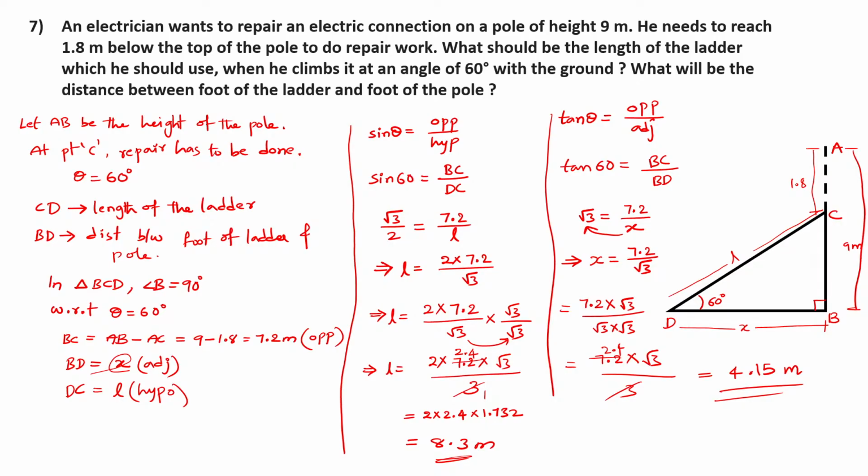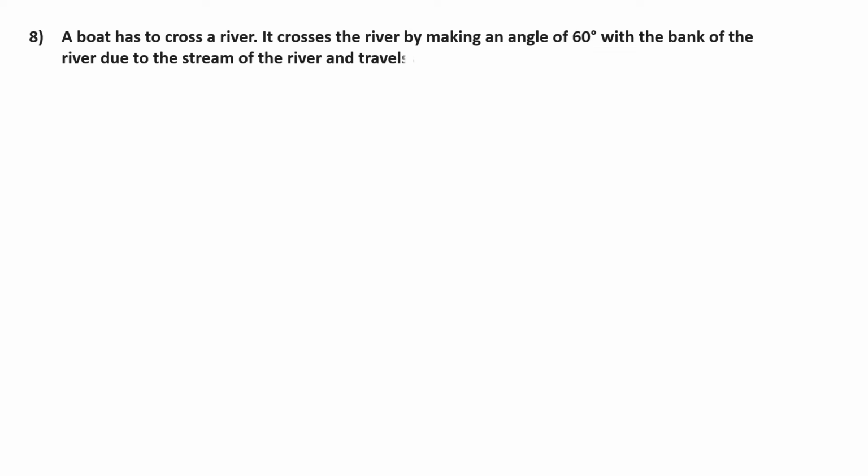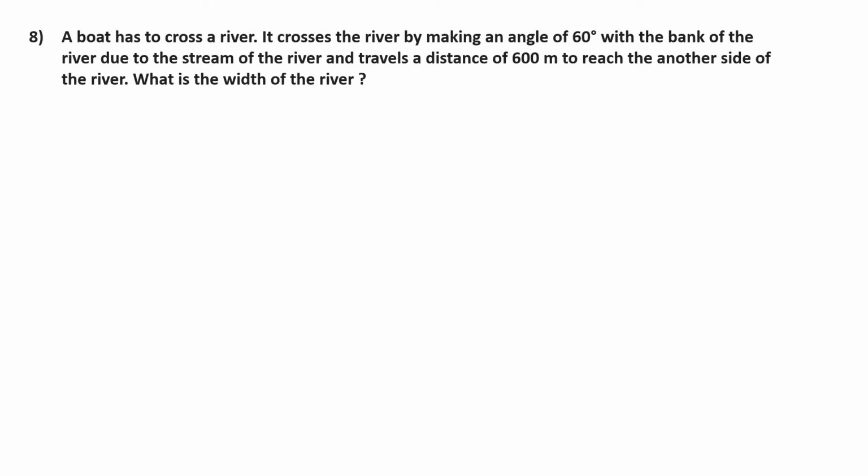So this is how we have to find these unknown parameters using trigonometry. So that's all about the 7th problem. Next, 8th question. So 8th question on the screen: a boat has to cross a river. It crosses the river by making an angle of 60 degrees with the bank of the river due to the stream of the river and travels a distance of 600 meters to reach the other side of the river. What is the width of the river?